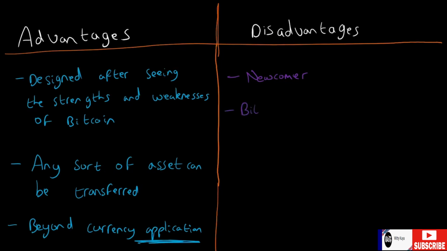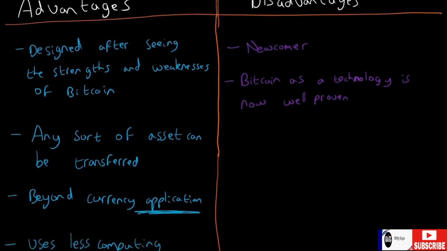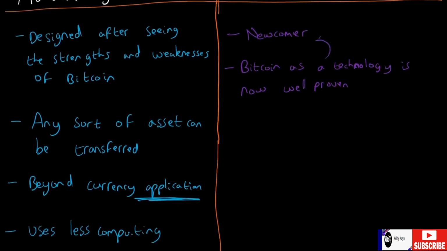Bitcoin as a technology is now well proven and also well trusted by many people as well, because it was the original, even though it had flaws, because they've been showing that they're working on it, the community's been active. For that reason, it's been well proven. So that's another thing that sort of links in with the newcomer aspect or the newcomer disadvantage.